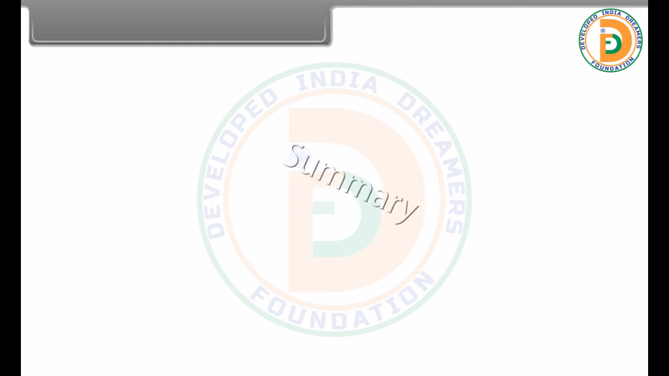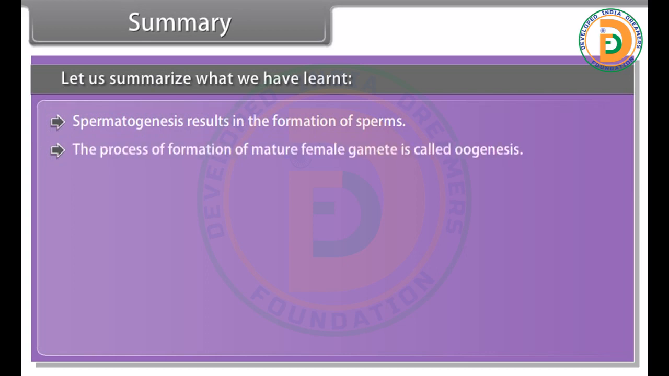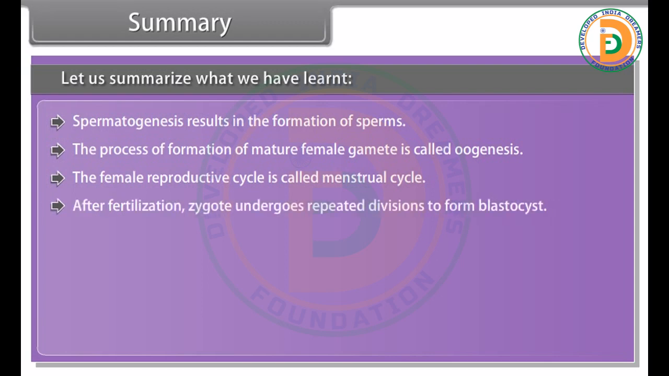Summary. Let us summarize what we have learned. Spermatogenesis results in the formation of sperms. The process of formation of the mature female gamete is called oogenesis. The female reproductive cycle is called the menstrual cycle. After fertilization, the zygote undergoes repeated divisions to form a blastocyst.